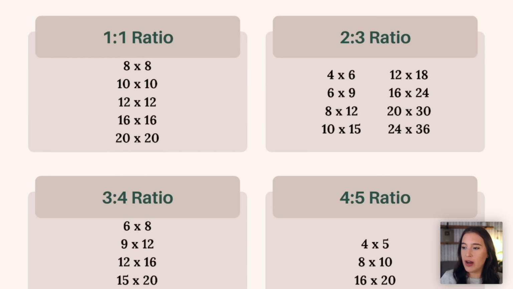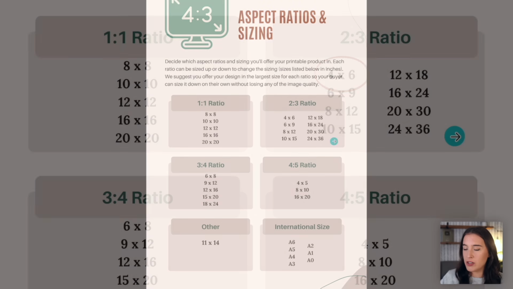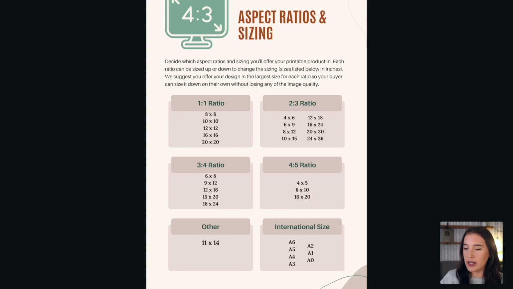So if a buyer wanted to print out a 24x36 inch poster size, they would need to have a 2-to-3 ratio size file. If they have the 2-to-3 ratio size file, that means they can print out any of these sizes. So they could print out that large 24x36, but they could use that same file to print out a smaller 4x6 because they're both a 2-to-3 ratio. So when we're offering printable wall art, it's great to offer a variety or a bundle of different ratios so that your buyer can have lots of choices of different sizes they would want to print out.